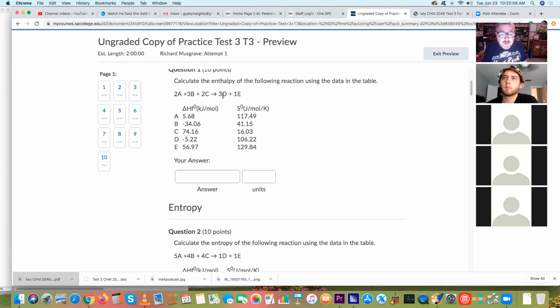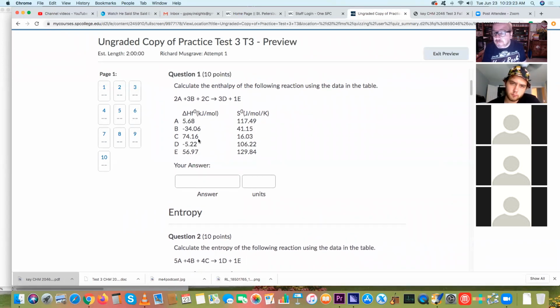In order to get delta H, it's going to be 3 times D plus 1 times E minus 2 times A, 3 times B, and 2 times C. So there's not even any red herrings here. You've got the units here to make sure you know what you're looking for. But if we're looking for enthalpy, that's delta H, and we're only interested in this column here. Does anybody have any questions about question 1 and how to do it?